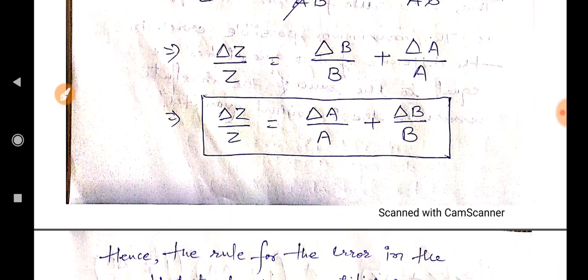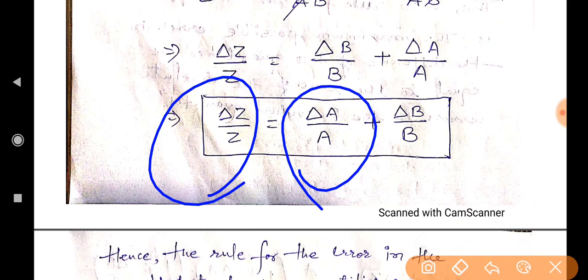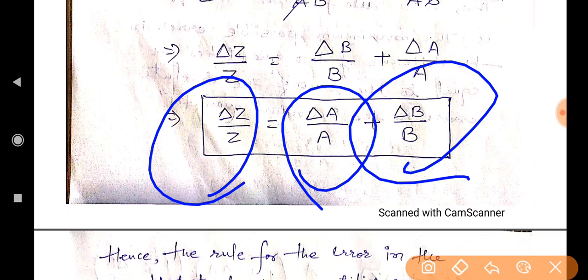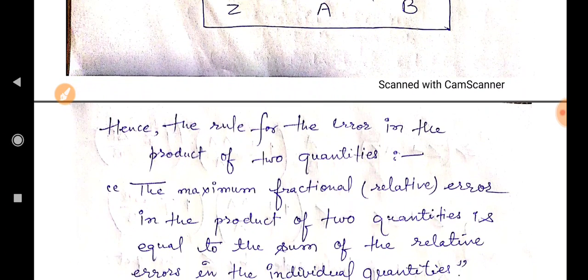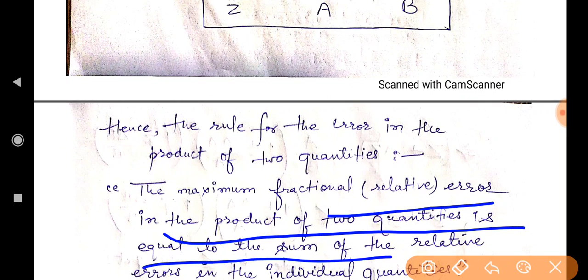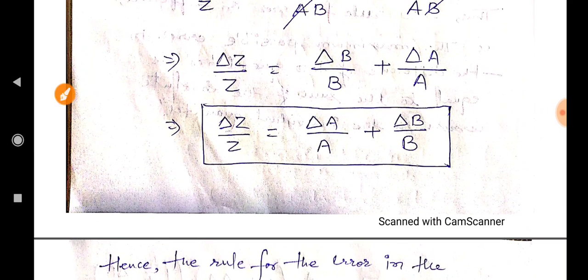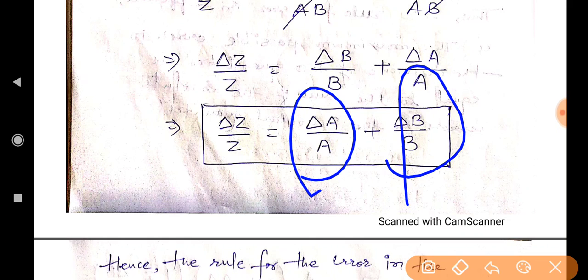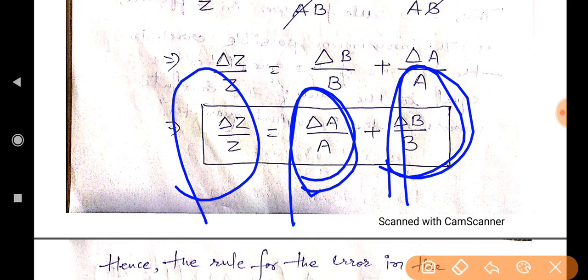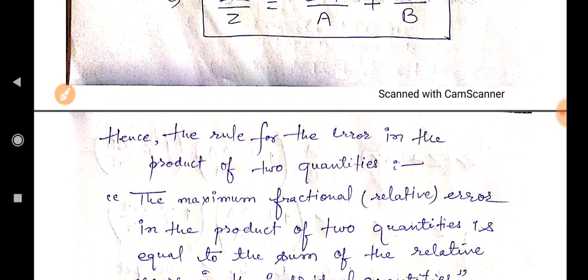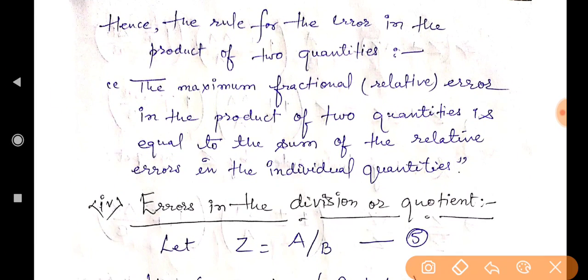So the rule for the product of two quantities is that delta Z upon Z equals delta A upon A plus delta B upon B. That means the maximum fractional or relative error in the product of two quantities is equal to the sum of the relative errors in the individual quantities. The relative error in A plus the relative error in B will be equal to the relative error in Z. So the product rule is like this.